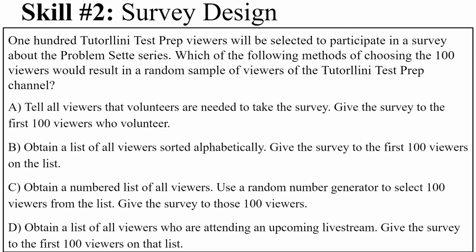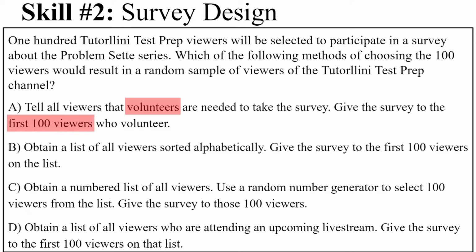All right, pause this video if you want to try this one. So there's not a whole lot going on in the question. It just says, which of the following methods of choosing, so your selection, your sampling, would result in a random sample of viewers?